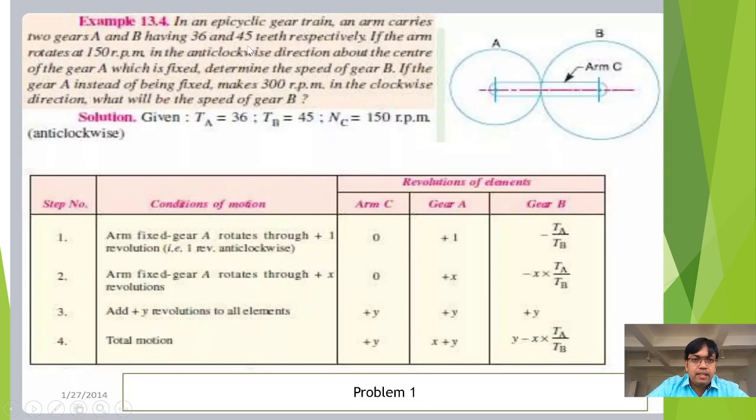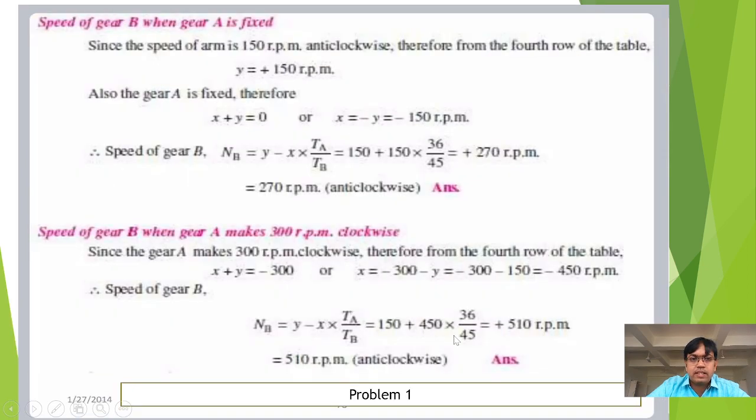And you see the question, the arm rotates at 150 RPM in anti-clockwise direction about the center of gear A, which is fixed. That means gear A is fixed. Now what is the total motion of gear A? It is x plus y. Fixed means x plus y is equal to 0. That has been written here. If x plus y is equal to 0, and we know the value of y is 150, therefore x will be equal to minus y. Therefore, x is equal to minus 150.